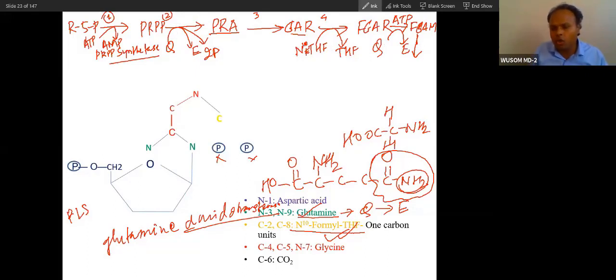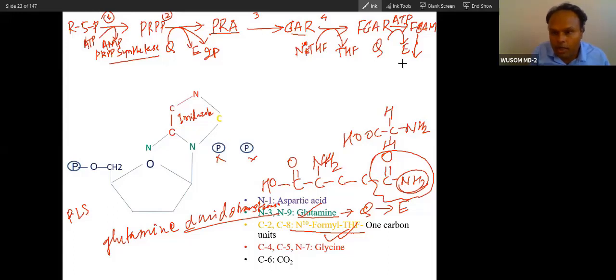So I'm just giving you an overview. Now FGAM will cyclize here like this, so it will become cyclic. This is an imidazole ring. As I have told you, the purine is made up of imidazole. Now you can see the imidazole ring. So the imidazole ring is formed first in purine synthesis.